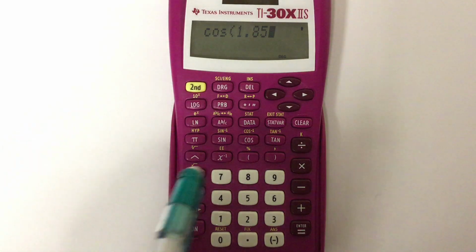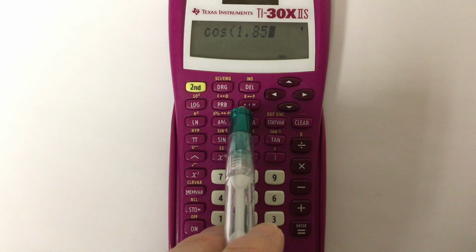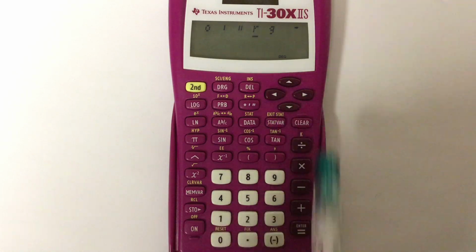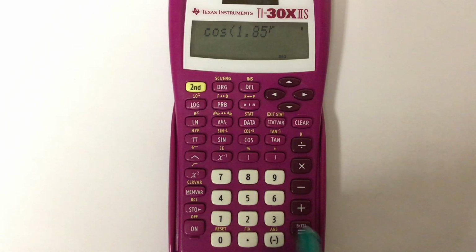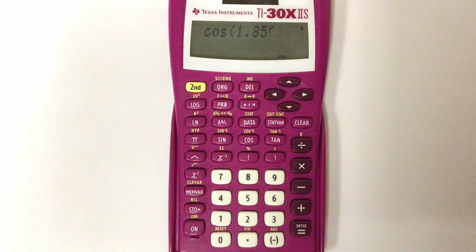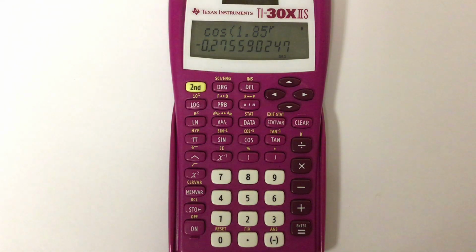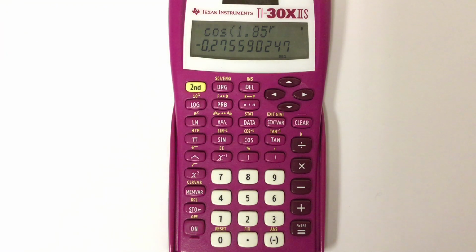But I can convince the calculator that I mean radians if I just use the degrees minutes seconds button here, arrow over to the R, which stands for radians. Okay, now I've told the calculator that yes, we're in degree mode, but I actually want the cosine of 1.85 radians here. And so when I press enter, I get the same answer that we got before. So that is an option for you. So, you know, if you're working on a test where you're having to switch modes back and forth, this might be an option that you want to take advantage of sometimes.